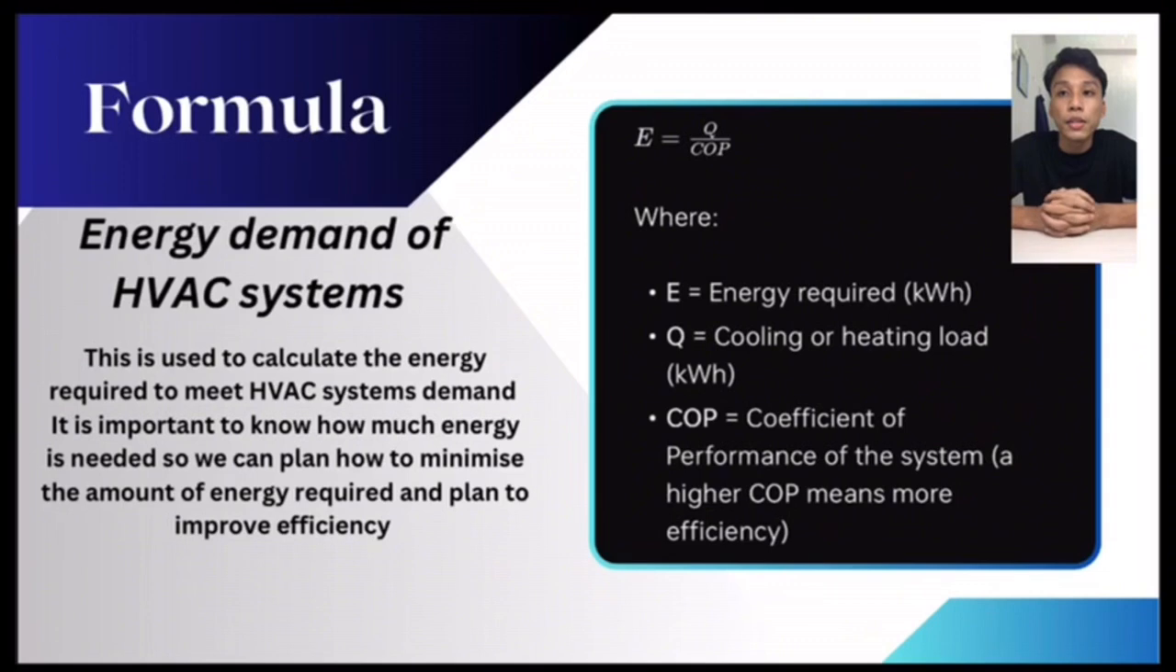So this formula is used to calculate the energy required to meet HVAC system demand. It is important to know how much energy is needed so we can plan how to minimize the amount of energy required and plan to improve efficiency. So this means a higher COP means more efficiency. It also indicates that less energy is being used.